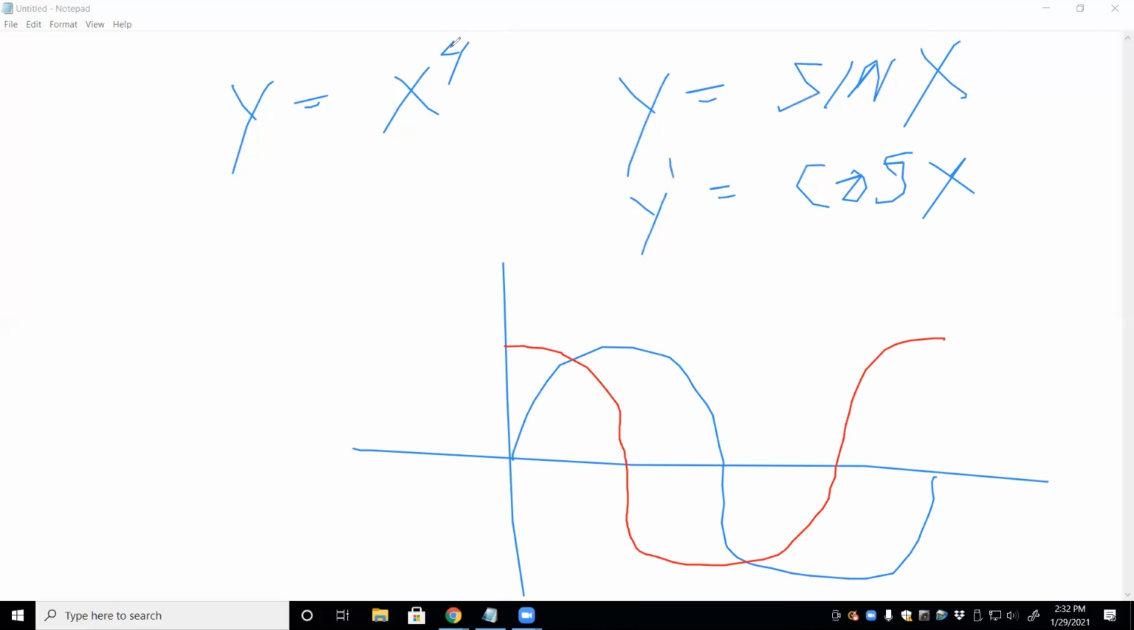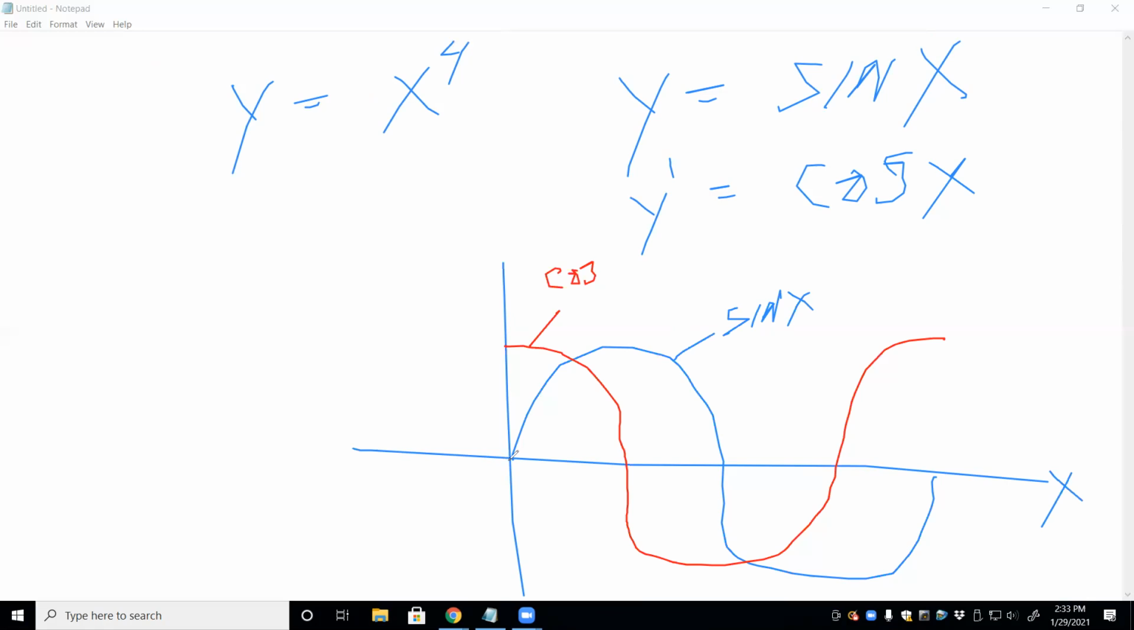The red is the cosine curve. The blue is the sine curve. And what I'm actually saying is that if I look at the sine curve and I look anywhere along that curve, what's the slope? It's the cosine.